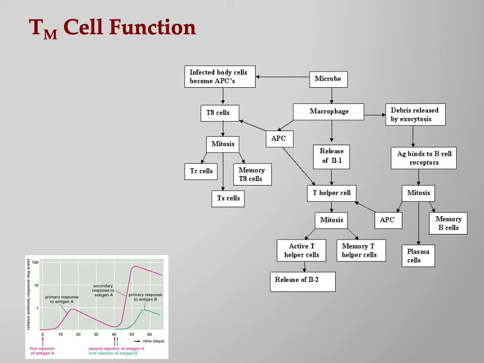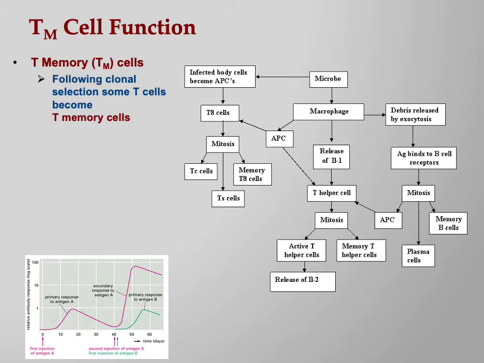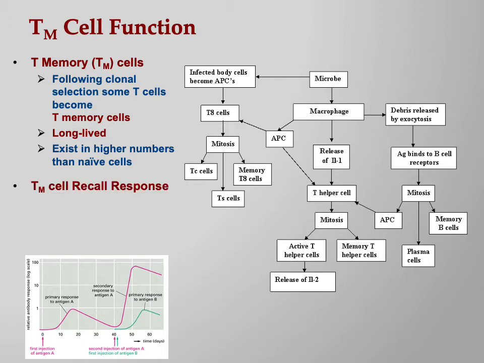And so memory cells, let's talk about those. So T memory cells, following clonal selection, some T cells become T memory cells. Remember, when the APC docked with the helper T cell, the helper T cell caused there to become other kinds of T cells: cytotoxic T cells, suppressor T cells, and T memory cells, all right? So the T memory cells are long-lived. Unlike most of your other white blood cells, they live potentially for years. They exist in higher numbers than naive cells, so you've got bunches of these out there.